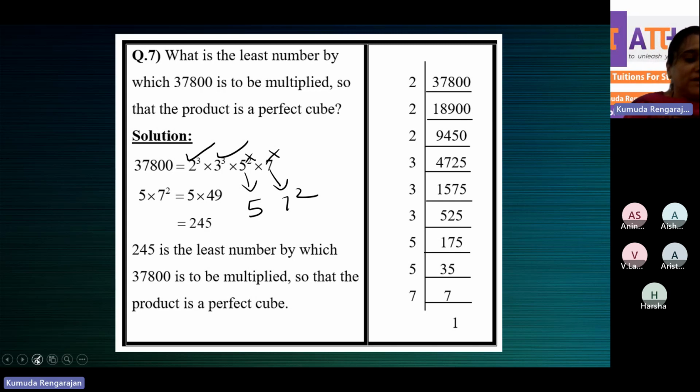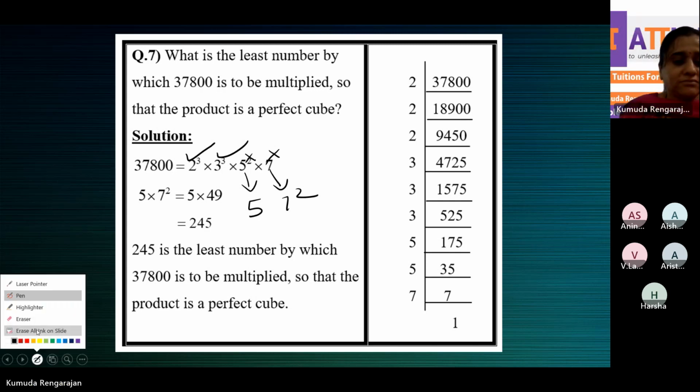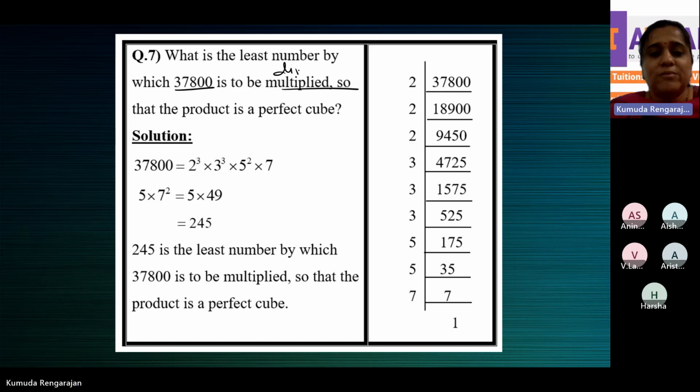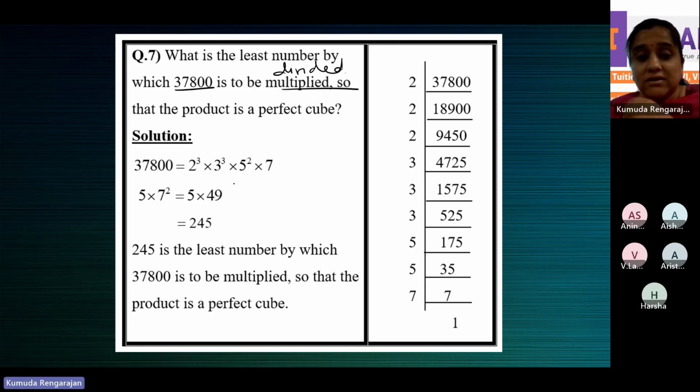Now, with the same thing, I'll explain. If the question is, what is the least number by which this one is to be divided? Supposing divided. But what should I divide by?